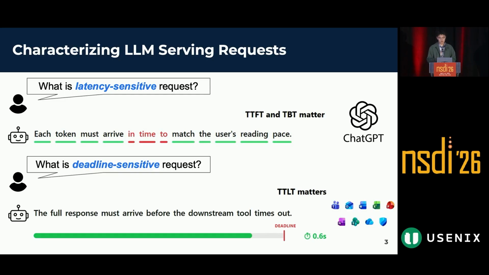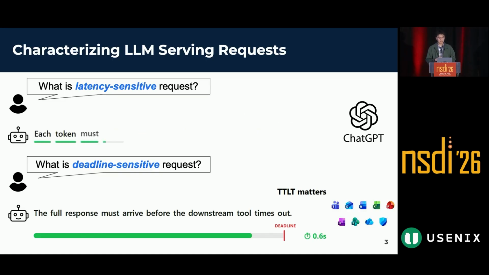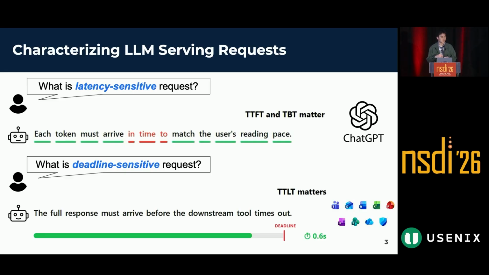To make this more concrete, let's categorize LLM serving requests. The first type is latency-sensitive requests. Think about users reading a chatbot response, where each token must arrive in time to match the user's reading pace, because the user expects a streaming and smooth response in interactions. You can see this on this slide. The tokens with green bars are generated fast enough and meet their SLO, while tokens with red bars, like in time to 3 words here, fall behind and miss the SLO. So both TTFT and TBT matter in this request on a per-token basis.